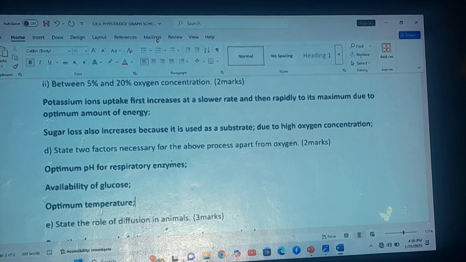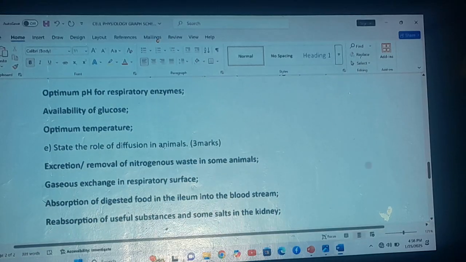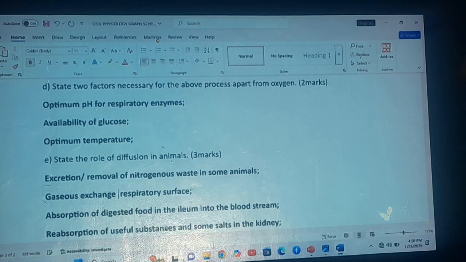Then state the role of diffusion in animals. We have been dealing with active transport, but these are very different questions away from what we are discussing. The role of diffusion in animals: the first one is excretion, the removal of nitrogenous waste in some animals. Number two, gaseous exchange across the respiratory surface. So we are not speaking about in, but across.